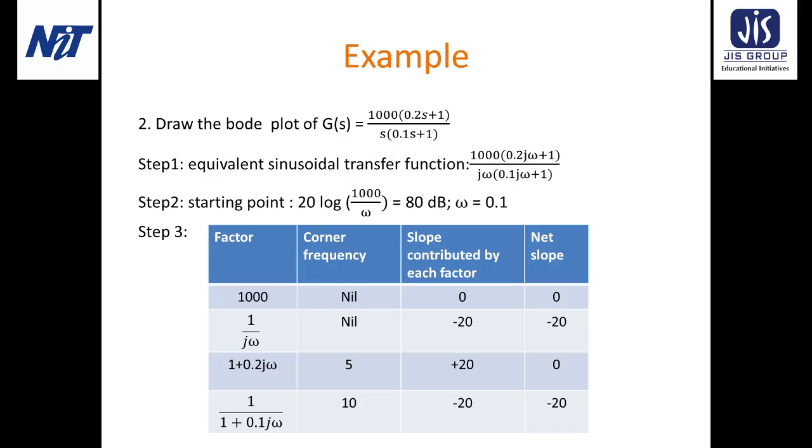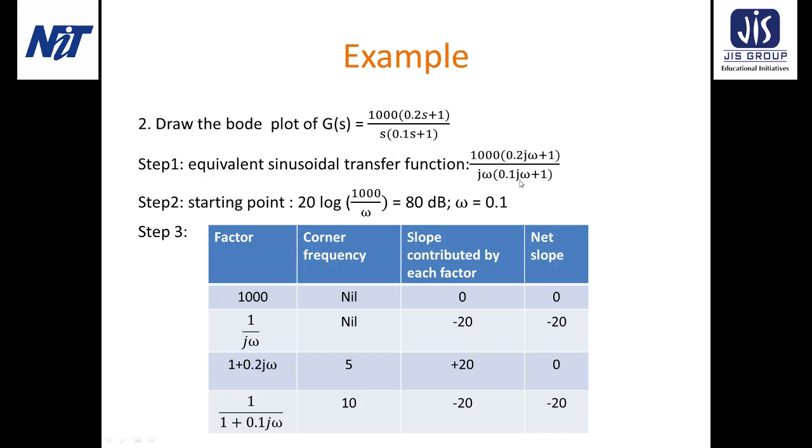So here there are 4 factors. For 1000, the corner frequency is 0, and the slope contributed for 1000 is again 0. The net slope will be 0. Then we write the 1 by j omega term. The corner frequency for 1 by j omega is 0. The slope contributed is minus 20 dB per decade, because it is located in the denominator. And the net slope is the summation of the current slope and the previous slope, which gives us minus 20.